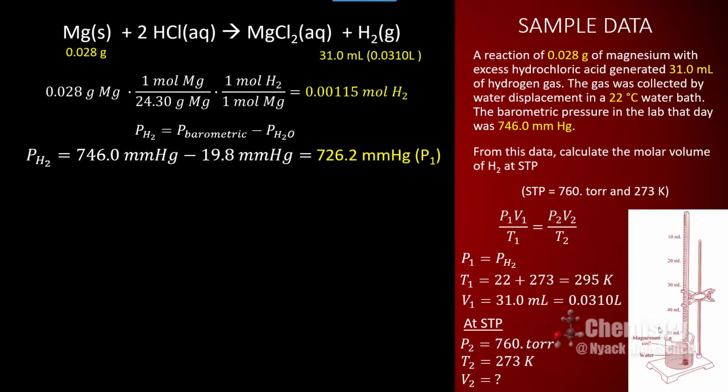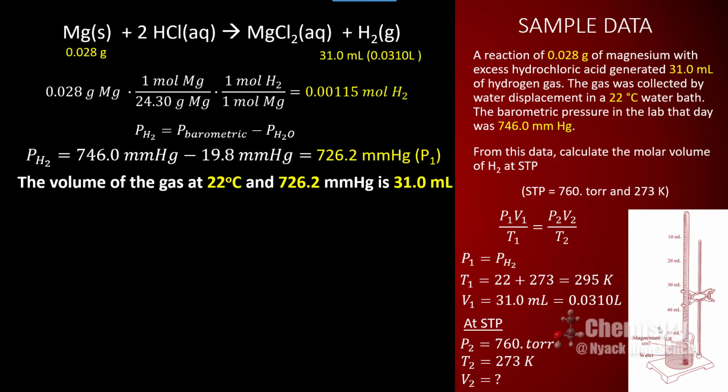The next step we need to figure out is the dry pressure of the hydrogen gas. It's given in the problem that the barometric pressure that day was 746 millimeters of mercury, and at 22 degrees Celsius, the vapor pressure of water would be 19.8 millimeters of mercury. This information we use reference material to determine. What we do from these two values is we subtract the water vapor from the barometric pressure, and we arrive at a dry pressure of 726.2 millimeters of mercury, and that is our initial pressure of the hydrogen gas.